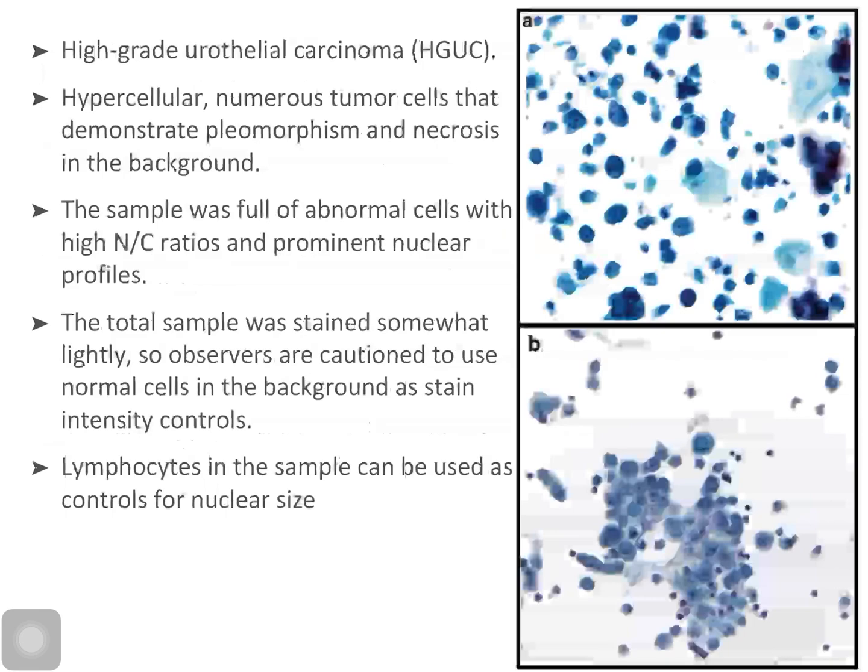This is a picture showing high-grade urothelial carcinoma. There is hypercellularity as compared to the previous pictures. Numerous tumor cells are present that demonstrate pleomorphism and necrosis in the background. This sample was full of abnormal cells with high NC ratio and prominent nuclear profiles. Here also we can see this particular picture B sample stained lightly, so observers are cautioned to use normal cells in the background as stain intensity controls. The nuclear size can be compared with the lymphocytes.